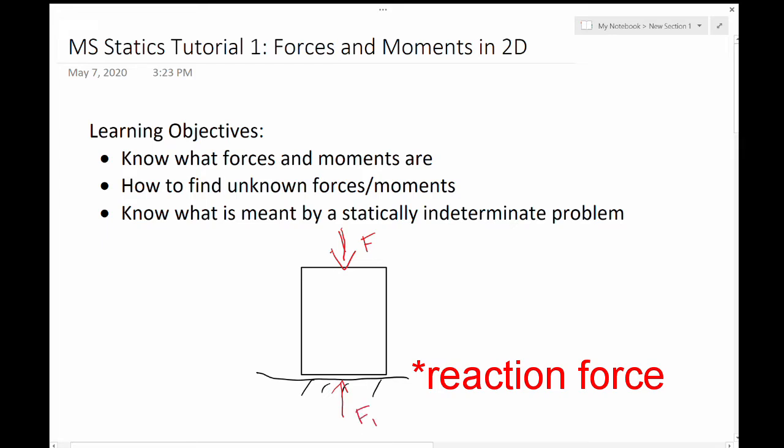Let's call that F1. It's worth noting that for all these problems, we're just going to ignore gravity. So all the forces that we're putting in are arbitrary and really have nothing to do with where this thing would actually be positioned in real life.